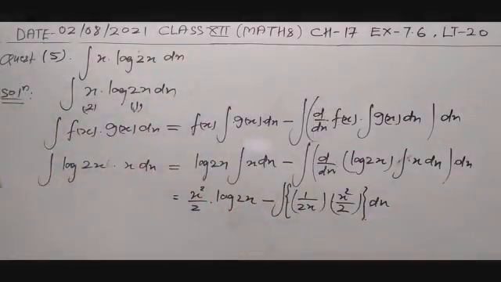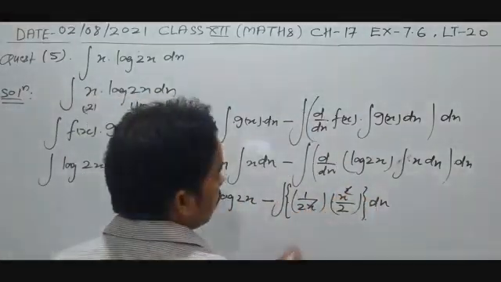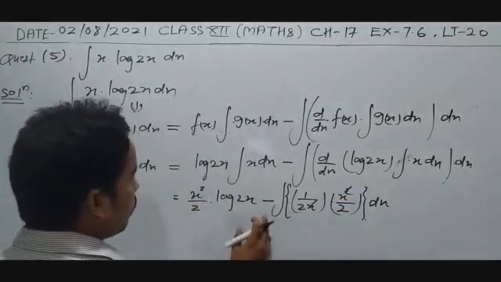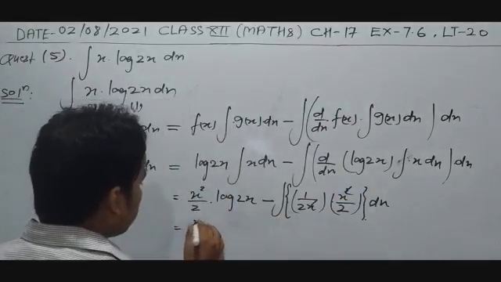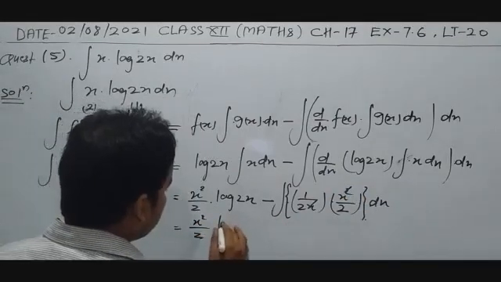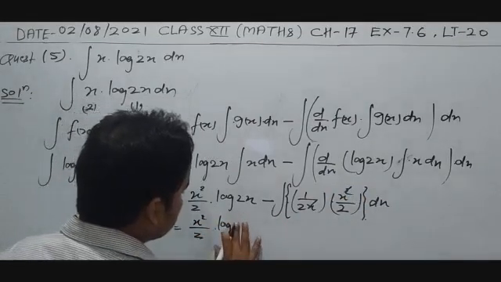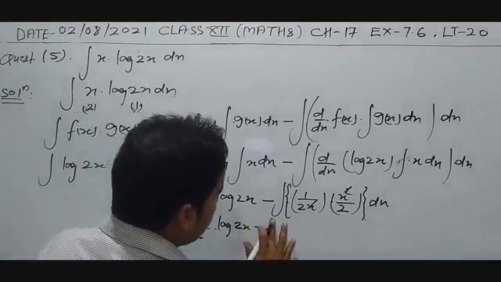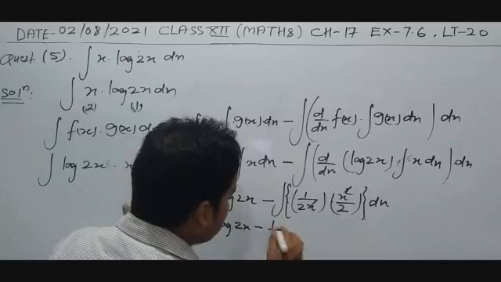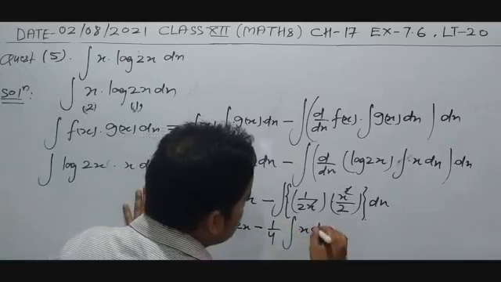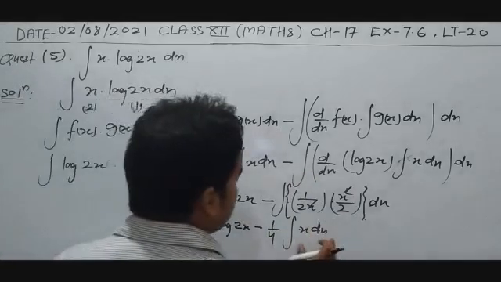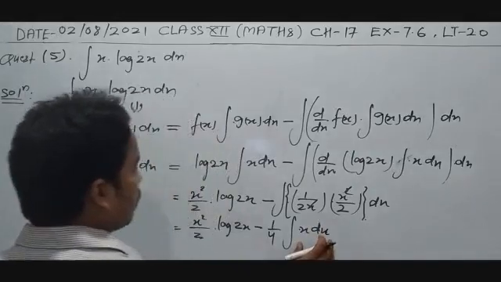Now its integration, or you can cancel out x from numerator and denominator. In bracket will be x by 4. So 1 by 4 will be outside the integral. So x square by 2 log of 2x minus integration over, or 1 by 4 can take out that outside the integral. So x dx, and the integral of x dx, its result will be x square by 2.